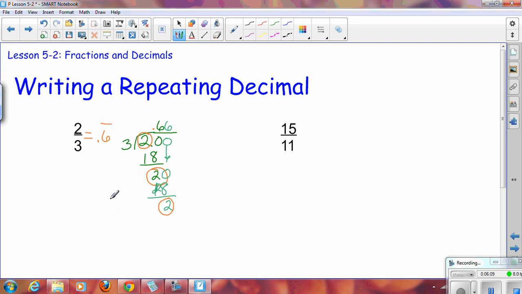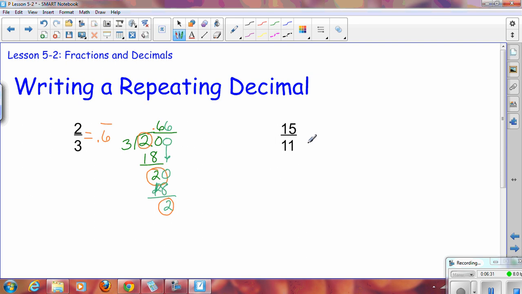I want to be careful if you're dividing on your calculator. Your calculator display will, on this one, probably read 0.666666667. And that's because when your calculator runs out of room, it rounds the last digit. So even though there's a 7 at the end, it really is 0.6 repeating.